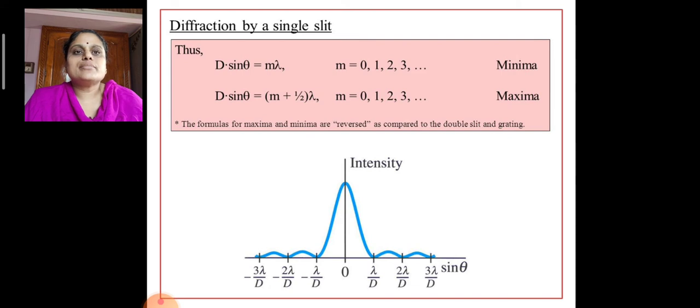So for diffraction by a single slit, the condition for minima is a sin theta is equivalent to n lambda, where n is equivalent to 1, 2, 3, etc. And for maxima, the condition is a sin theta is equivalent to (n plus half) lambda, where n is equivalent to 0, 1, 2, 3, etc. That is, the formulas for maxima and minima are reversed as compared to the double slit experiment.